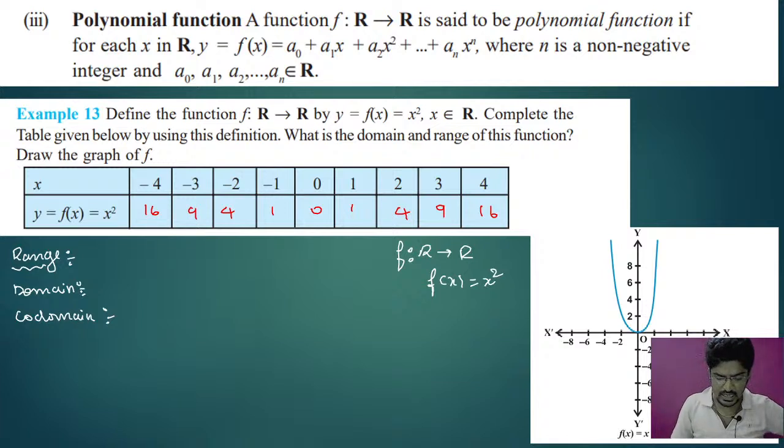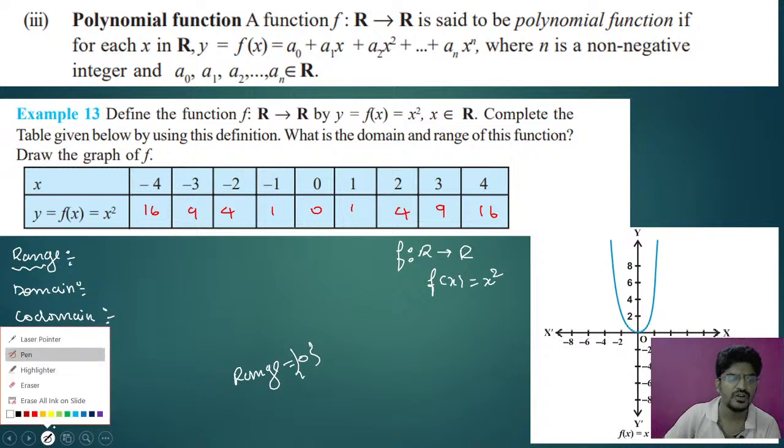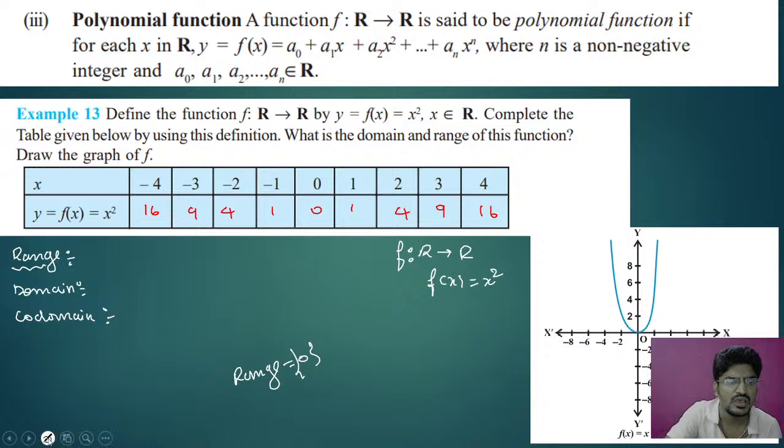As I said, the range is the collection of images of your domain elements. Are you getting my point? Why are all of you telling the range as 0? If you are telling it as 0, then it should be only one element, a constant term. If it is 0, the graph must be only here. It is not only 0.